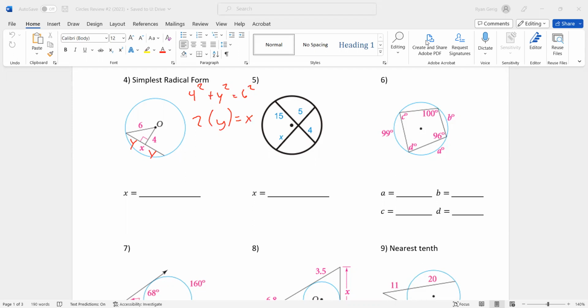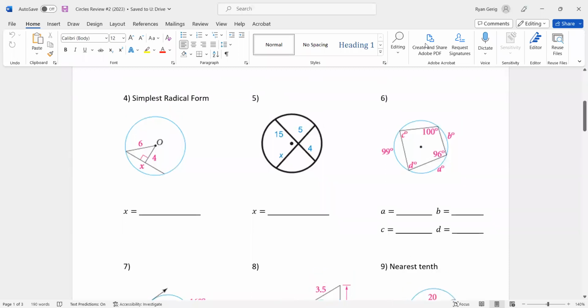All right. Number 5 is lesson 6, because those are 2 lines intersecting in the middle, but not on the center. But they are intersecting inside the circle, which means the distance from that intersection, that red dot, to here and here, those 2 numbers multiply together. So 15 times 4 is equal to 5 times x. You should be able to solve that from there.